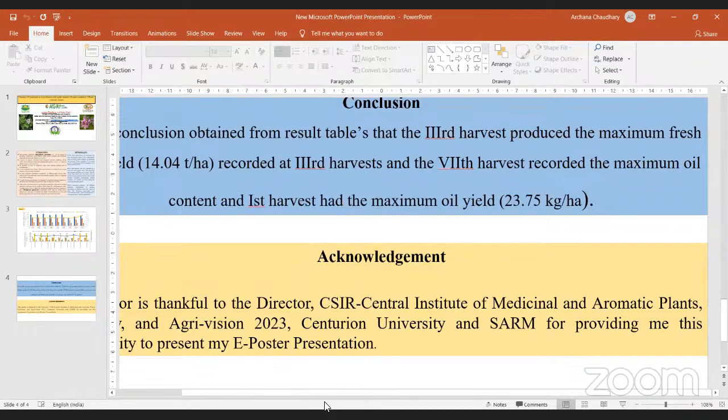First, fresh herbage. You have to mention this in your slide also. Now you have mentioned two data: the maximum fresh yield, that is 14.04 ton per hectare, and the maximum oil yield. In addition to these two, you must present the maximum oil content in the slide. One more thing, whatever the maximum oil content you get here, you should compare it with previous literature. Yes, sir. Okay. Thank you, sir.